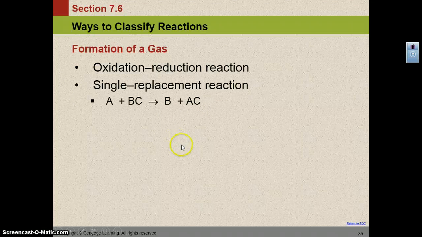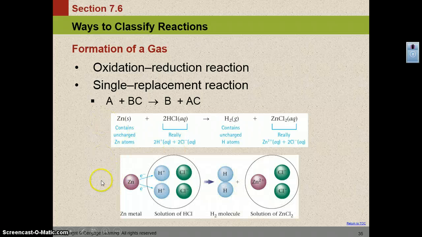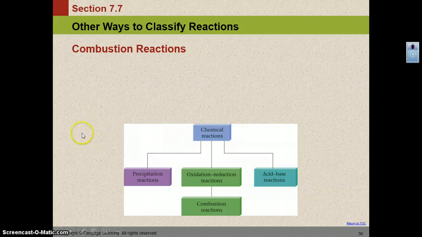Formation of a gas is a type of redox reaction. Single replacement reaction is a type of oxidation reduction reaction as well. So in this case, we see a single replacement. This is zinc by itself, and it goes home with chlorine instead of hydrochloric acid staying together, and the hydrogen goes home by itself. So single replacement reaction is an example of a redox reaction.